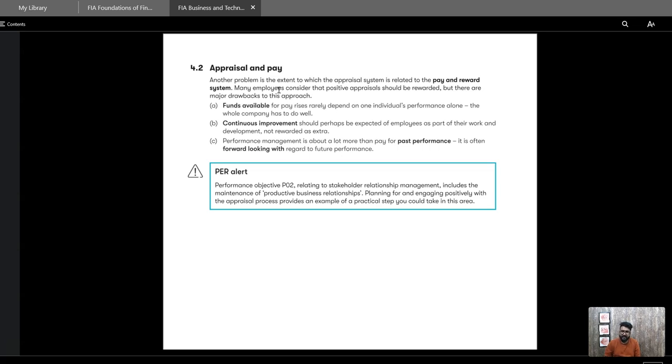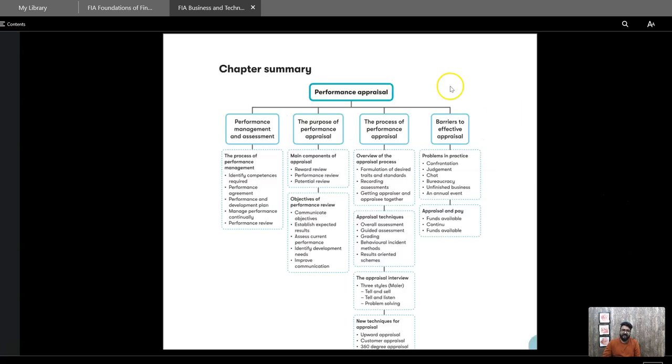Okay. So with this, we are coming to the end of this chapter. Chapter number 17, performance appraisal. This was a small chapter, but it has an in-depth knowledge of a company scenario. And this will be giving you 2 marks again along with the ACCA BT examination.